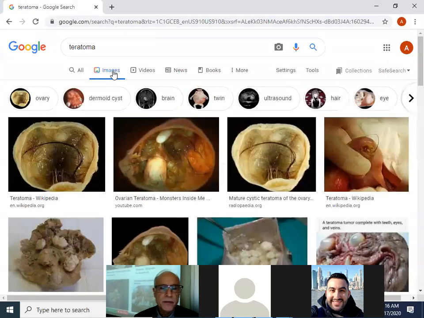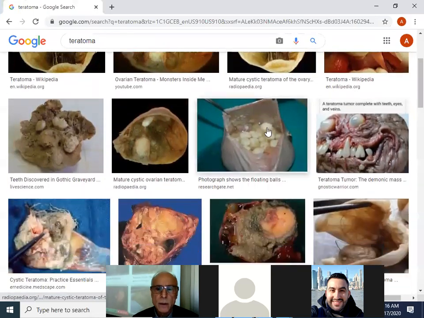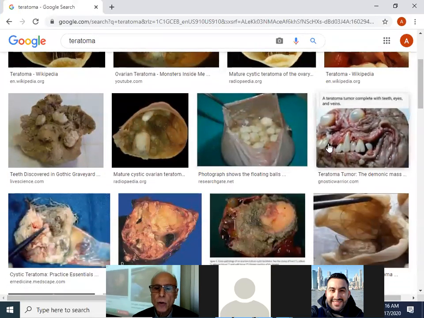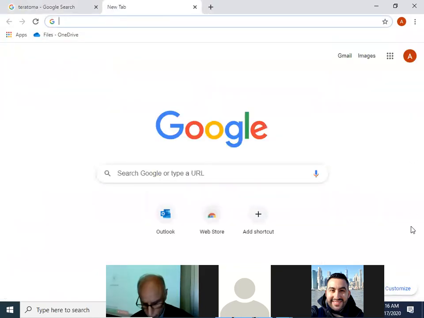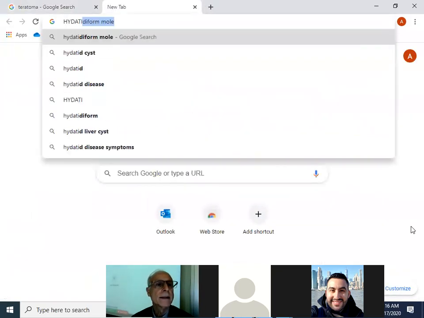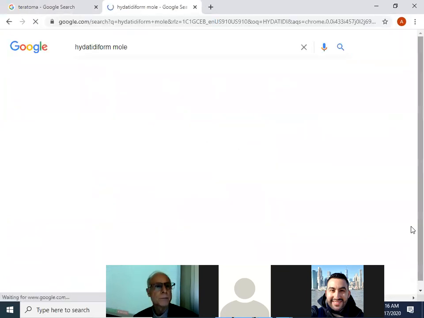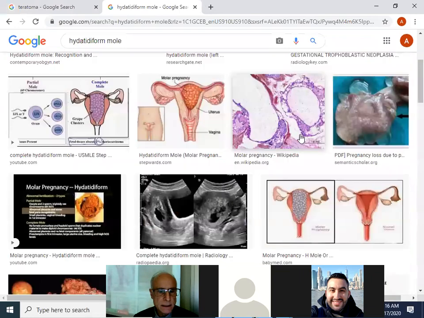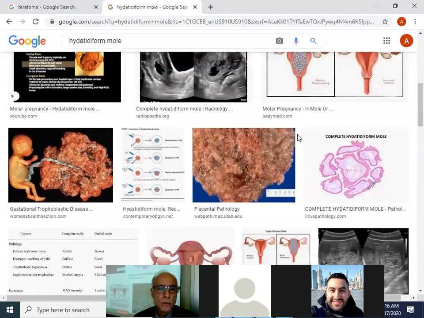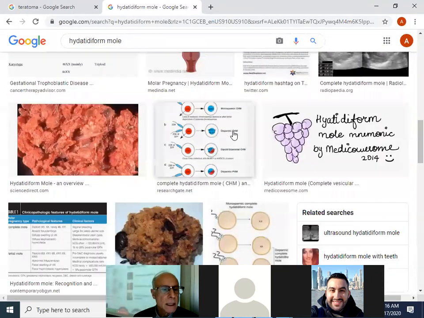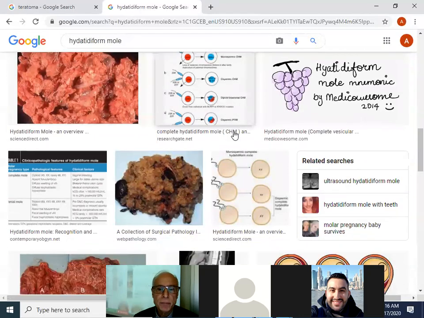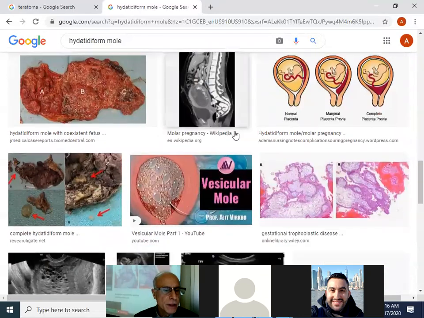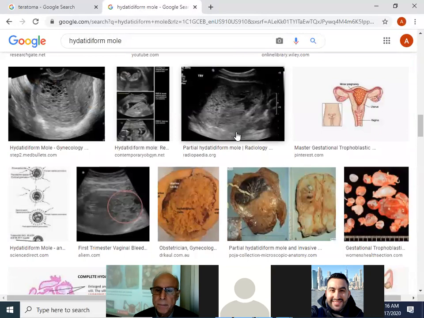They're mimicking a pregnancy, but they're not a pregnancy, okay? And sometimes they're also called hydatidiform moles. That's another word that's more sophisticated. Hydatidiform mole. And the first impression is that they're gross looking, but they actually have pieces of tissue in them.